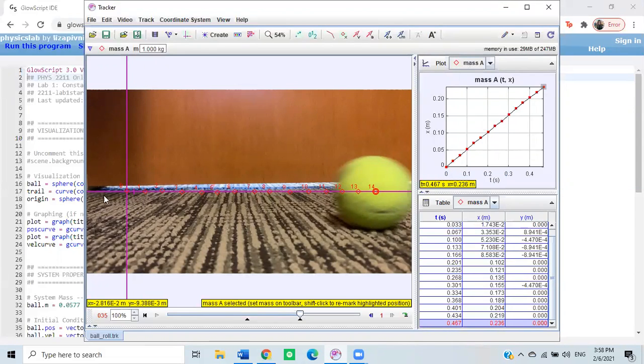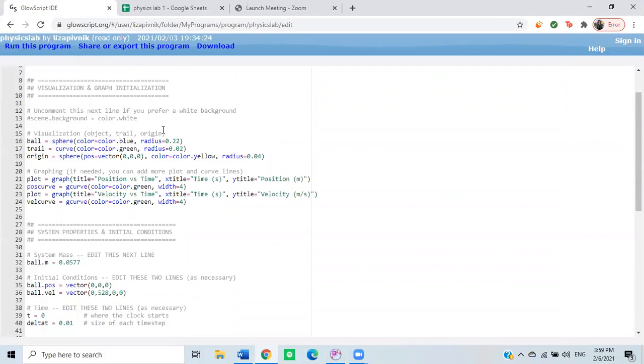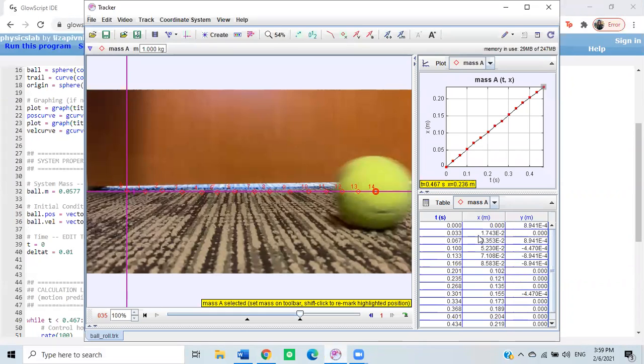I also chose to have the axes with the positive x-axis on the right and the negative x-axis on the left, with the ball starting right at 0, 0, and then the positive y-axis on top and the negative y-axis on the bottom. Then I went over into Glowscript and made a computational model of this. There were several sections I had to fill in, such as the ball's mass, which was 0.0577 kilograms, the ball's initial position, which was 0, 0, 0, and the ball's initial velocity, 0.58200. I calculated this initial velocity by looking at the first 2 frames and doing the change in position over the change in time.